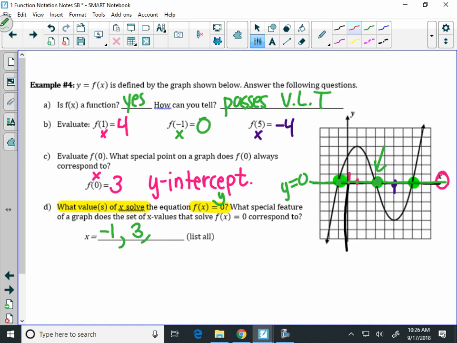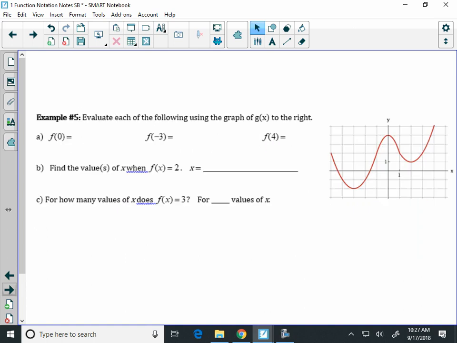I'm just going to list them. And then 4, 5, 6, 7 is the last one. So there are 3 places where an x value gives you a y value of 0. And those are all the x-intercepts of the graph. So you can do function notation from an equation, you can do function notation from a table, and now from a graph. Let's do the last problem here.